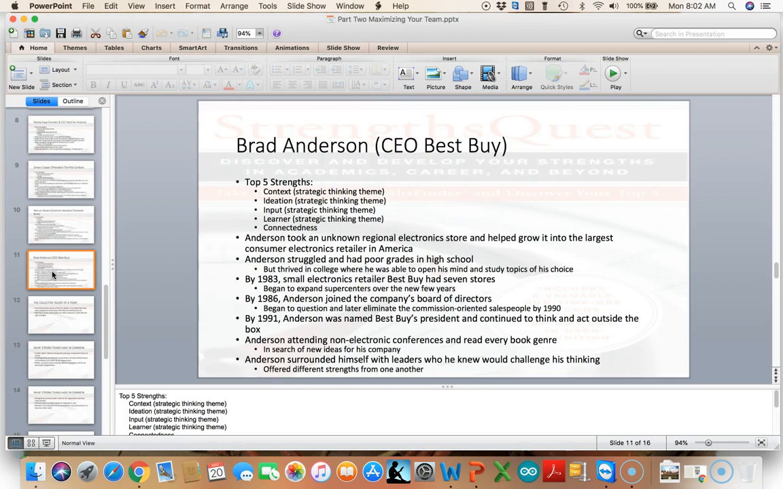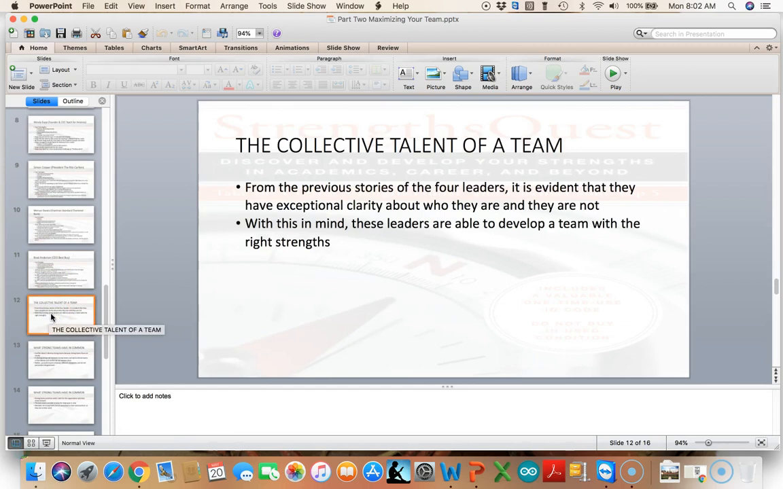Anderson achieved this by going outside the box, attending non-electronic conferences, and reading a book on every genre. Anderson surrounded himself with leaders who he knew could challenge his thinking. The collective talent of a team.